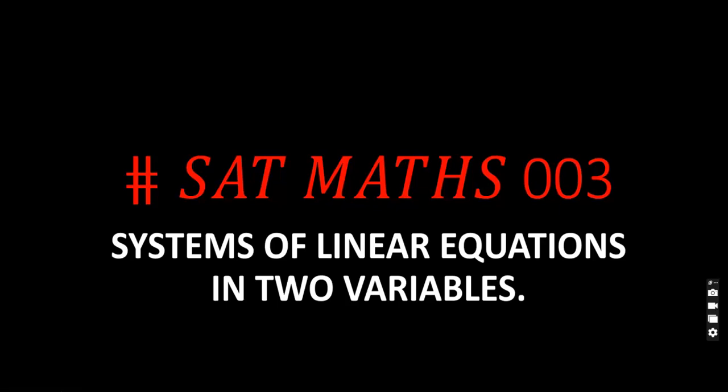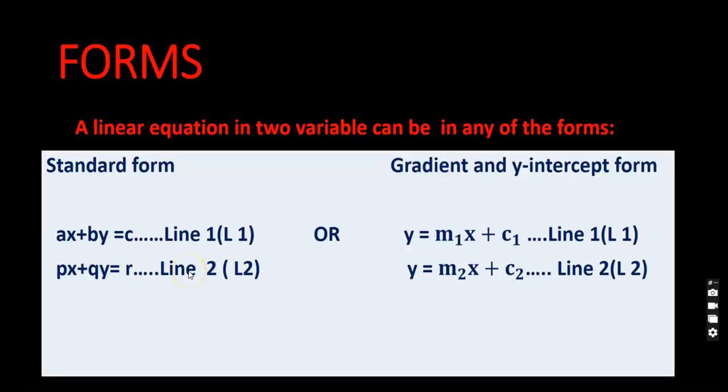We are starting with the forms of linear equation in two variables. We have two forms. We can have standard form or gradient and y-intercept form. The standard form can be of the form ax plus by equals c, that's the equation of line 1, and px plus qy equals r, that's the equation of line 2.